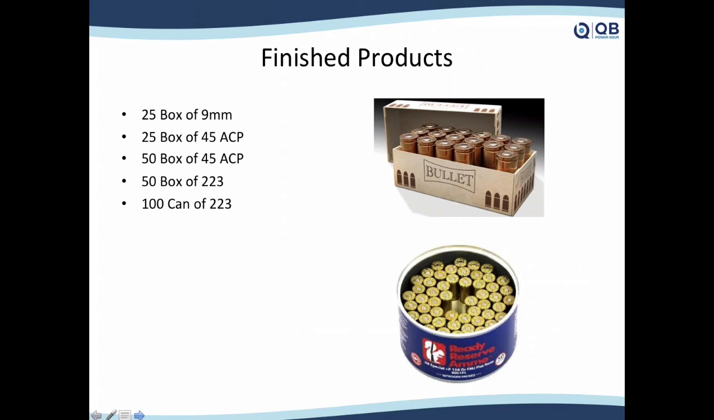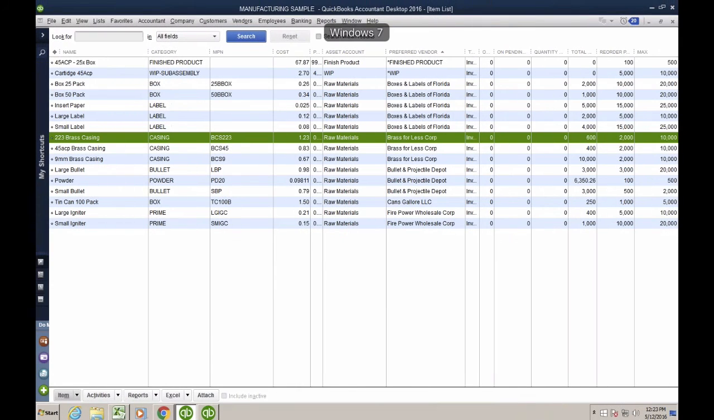All right. So the final product at the end will actually be either a 25 unit box of 9 millimeter, a 25 unit box of 45, and then for the larger boxes, they only sell the 45s in 50 packs and the 223 in 50 packs, and then they have this big tin can where they have up to 100 rifle bullets of the 223. So let's go ahead and do the demo.